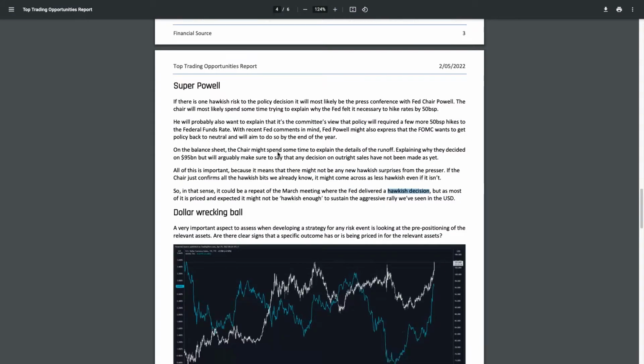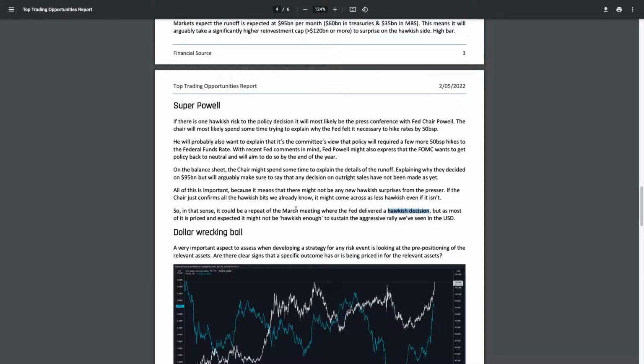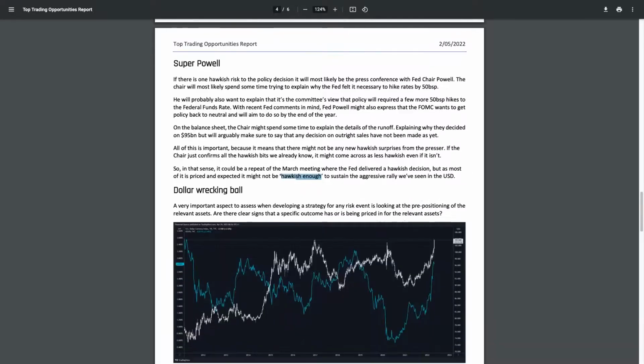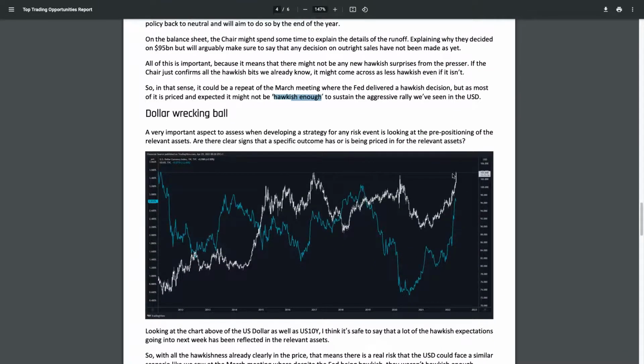Right, now, this expectation today, remember, we're not just looking for a hawkish decision, we're looking for a decision that is more hawkish than the market's expecting. So in March, the meeting was hawkish, but it wasn't hawkish enough to sustain the aggressive rally we've seen in the US dollar. Now, if you just take a look at the US dollar and US 10-year yields moving into the decision, to see how much the dollar's been gaining since January. So market expectations are really expecting an aggressive response.